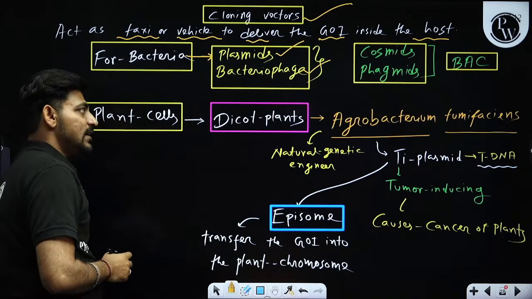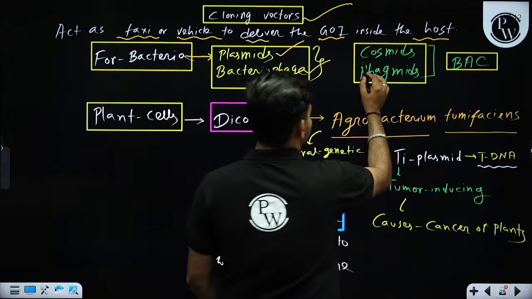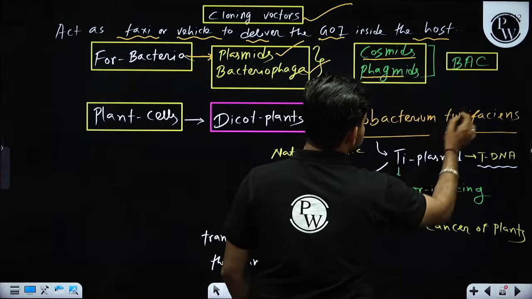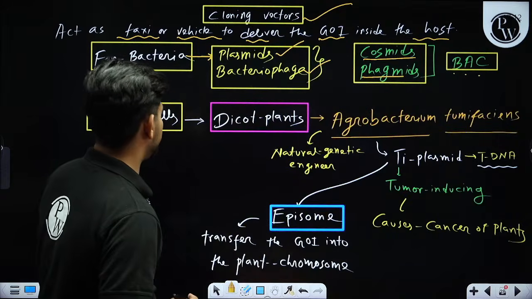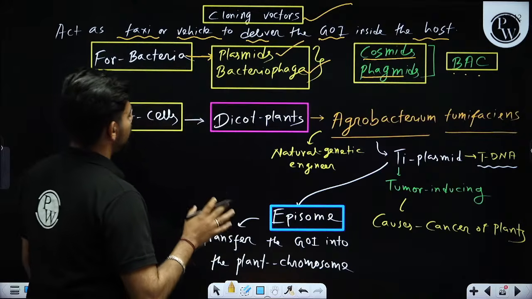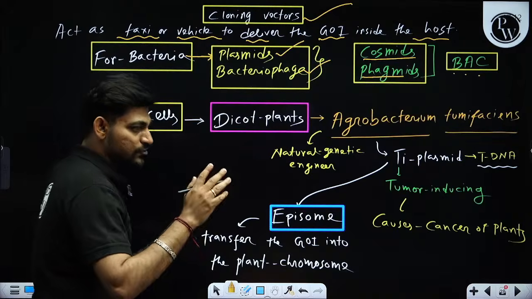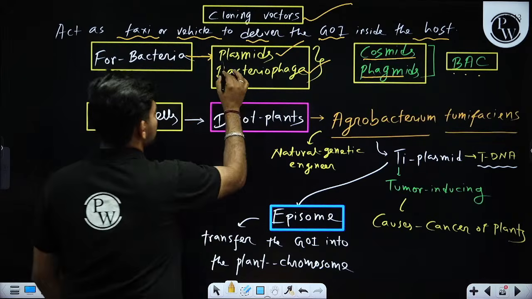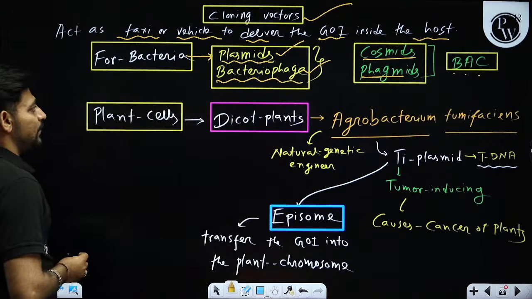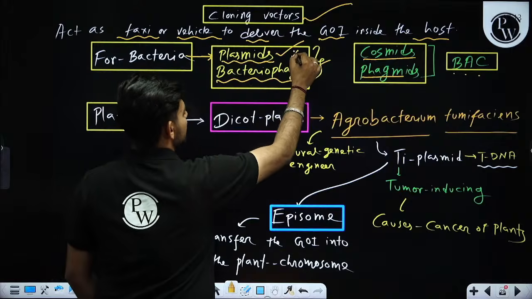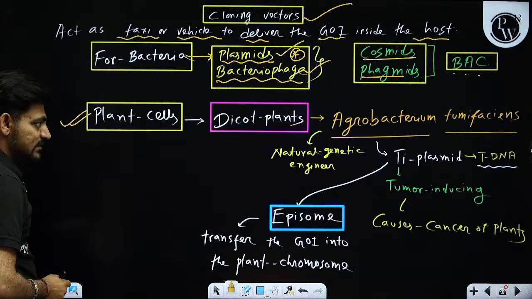bacteriophages, right. Nowadays some different kinds of vectors are used: cosmids, phasmids, bacterial artificial chromosome, but these are not mentioned in NCERT. But as of now, you need to remember that the kind of cloning vectors used to transform a bacteria, either you have to use plasmid or you can use bacteriophages. Commonly plasmids are used to transform bacteria. Now what about plant cells?